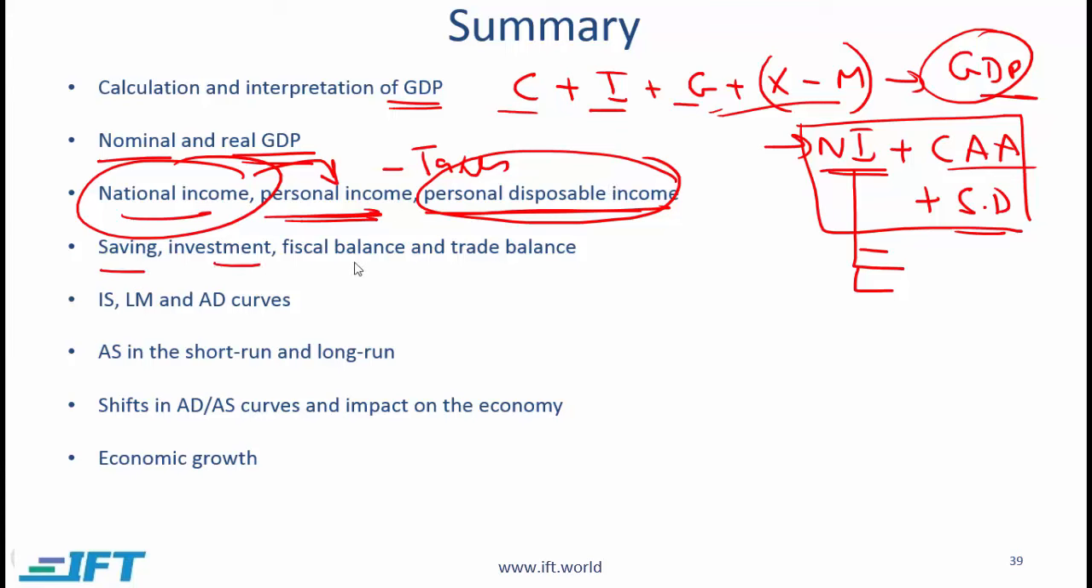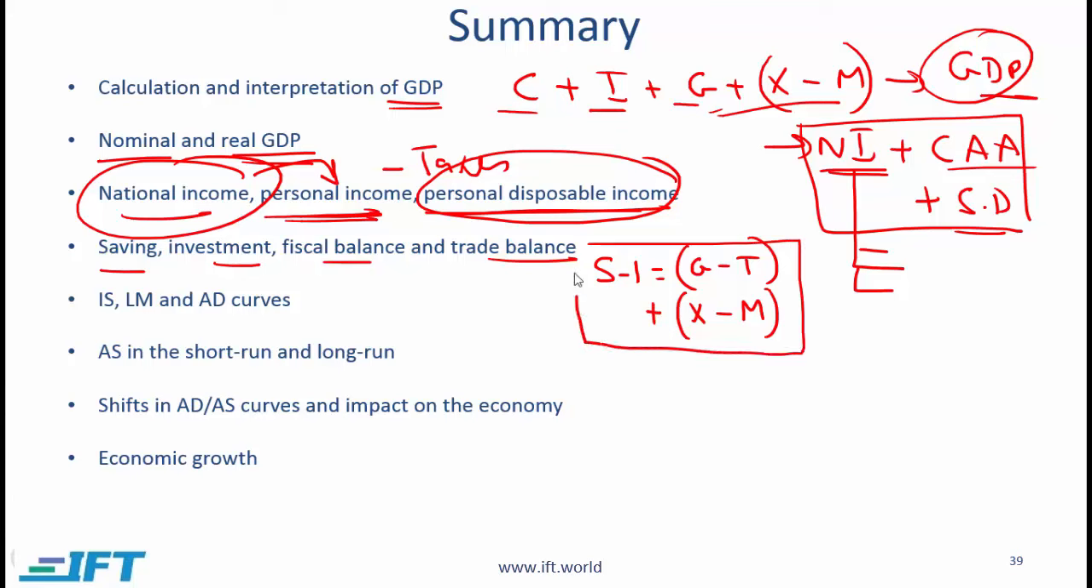Savings, investment, fiscal balance and trade balance. We talked about a relationship which combines all these terms, and this is an important relationship which you need to be on top of. There are several forms of this expression, but here is one that I would encourage you to remember. Savings minus investment is equal to the fiscal deficit plus net exports.